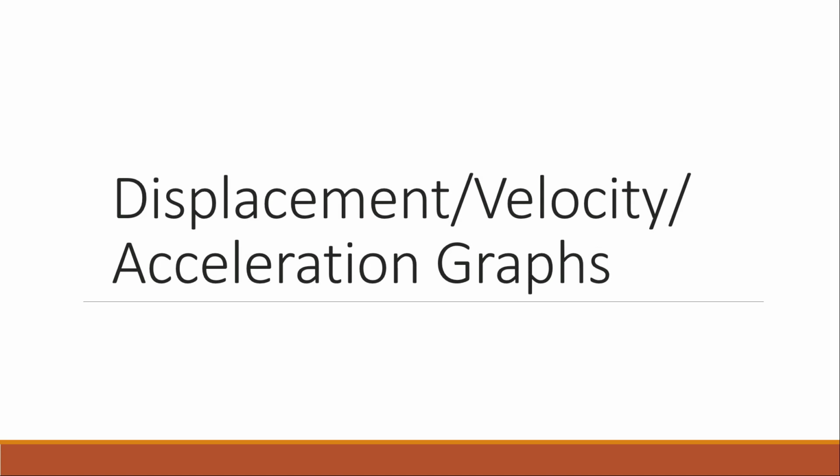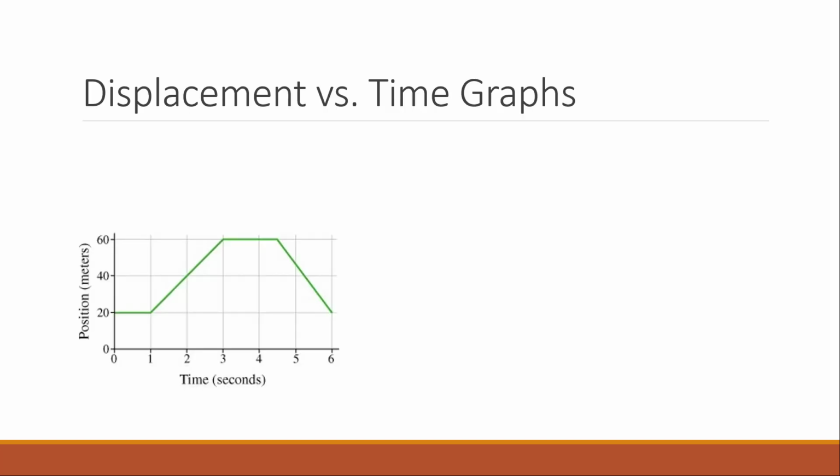Hello class, so today we're going to be talking about displacement, velocity, and acceleration graphs. Starting off with displacement versus time graphs. A displacement versus time graph is where we're graphing the displacement, or the position, of the object versus the time of the object. Looking at it, it tells a little story.